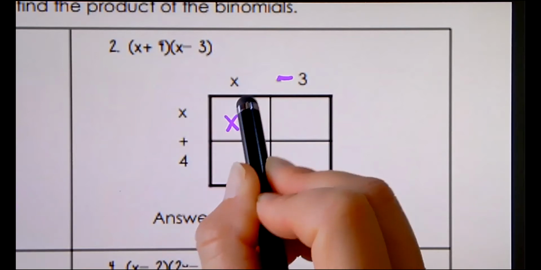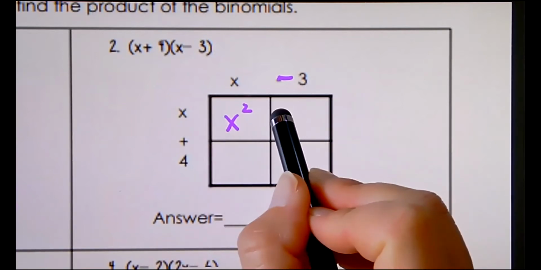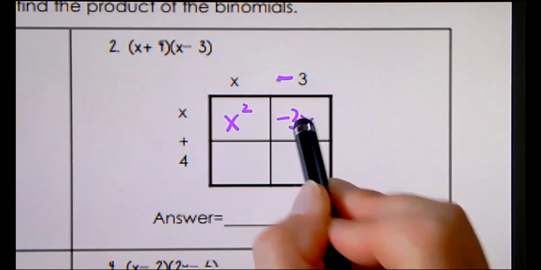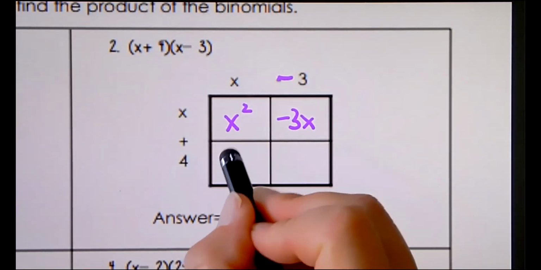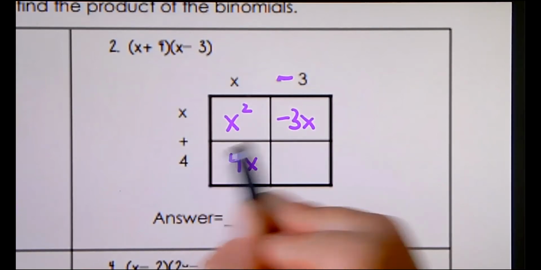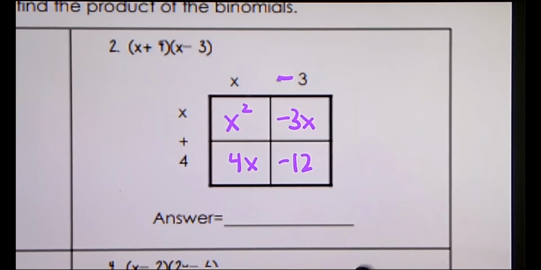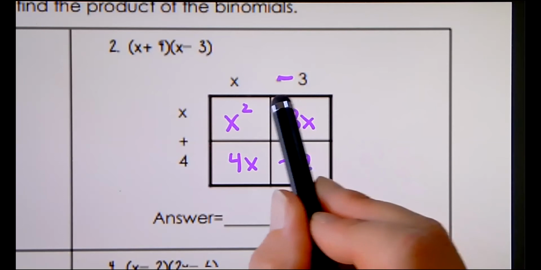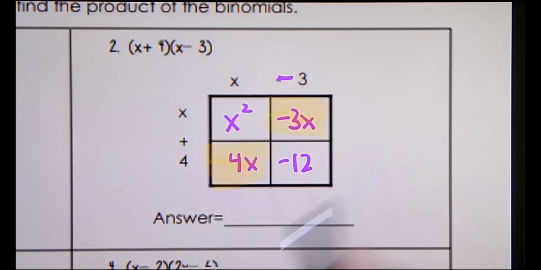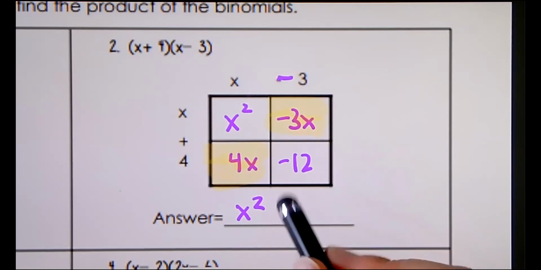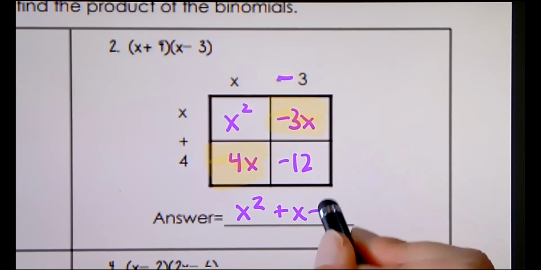So x times x is x squared. X times a negative 3 is a negative 3x. 4 times x is 4x. And 4 times a negative 3 is a negative 12. So you always want to be careful with your signs. So combine like terms. I get x squared. 4x and a minus 3x is 1x, or even just x minus 12.